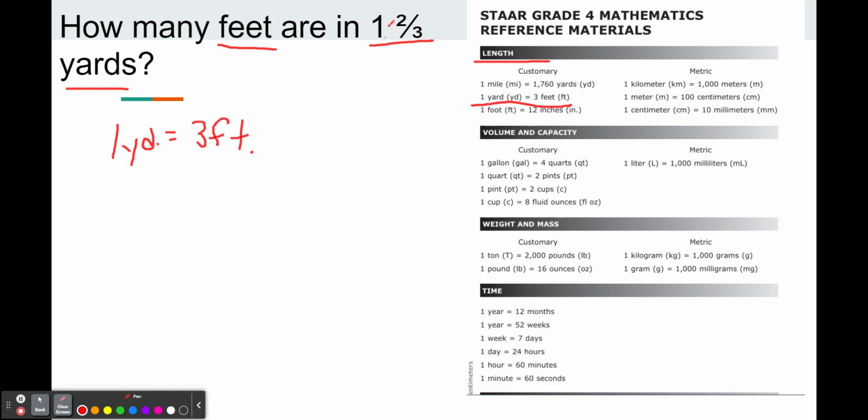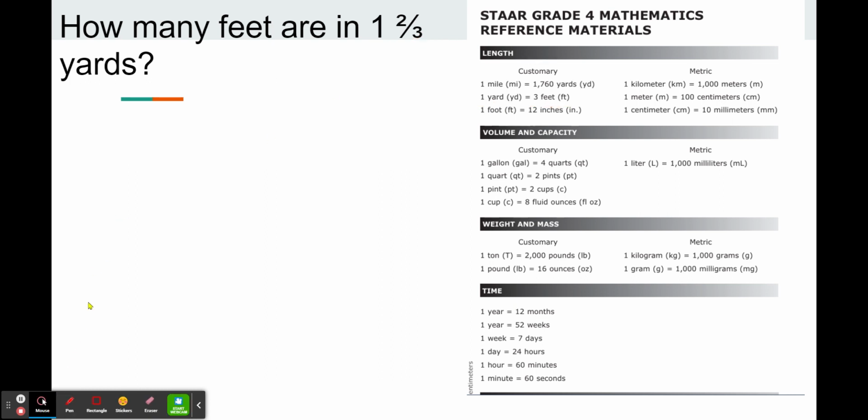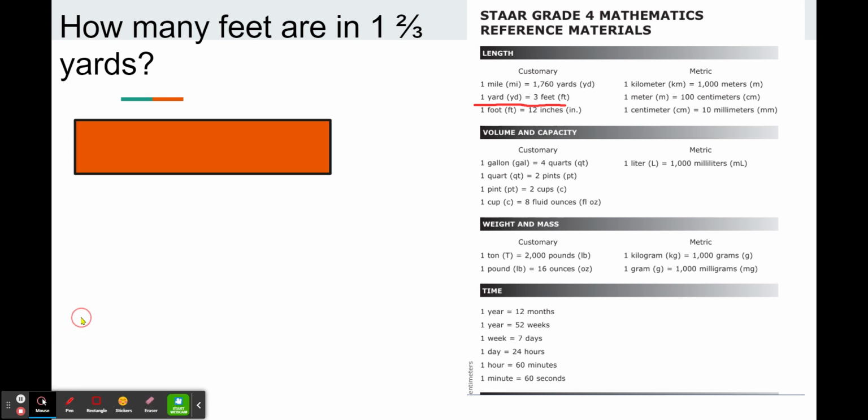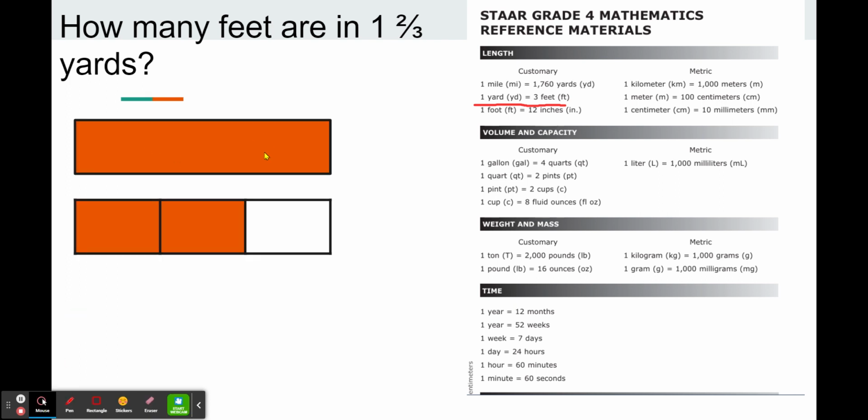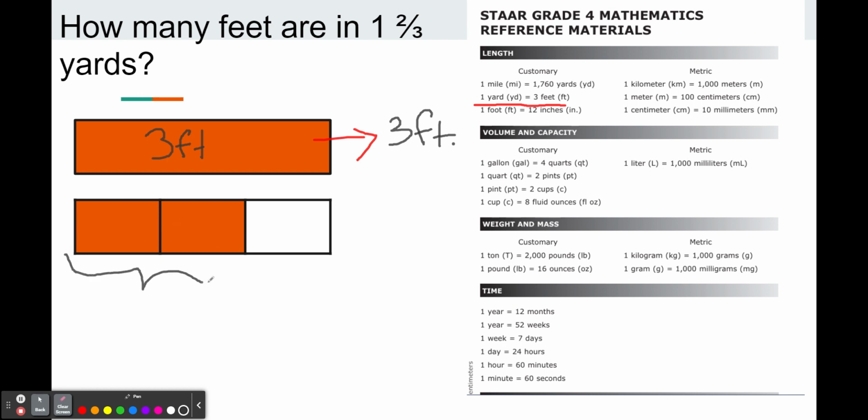But I have 1 2/3 of a yard, right? So I have 1 2/3 of a yard. So I have 1 yard and 2/3 of a yard. So I know that in 1 yard, I have 3 feet, right? So over here, this portion is 3 feet. And then I have 2/3 of a yard. That's this right here. That is 2/3 of a yard.